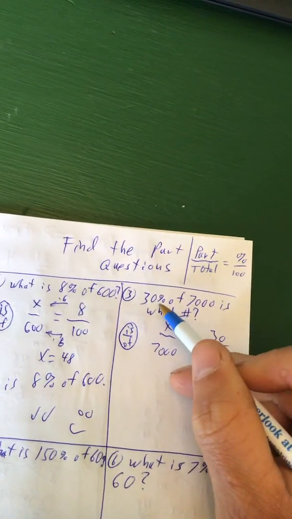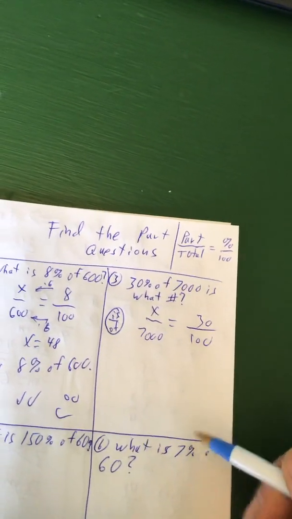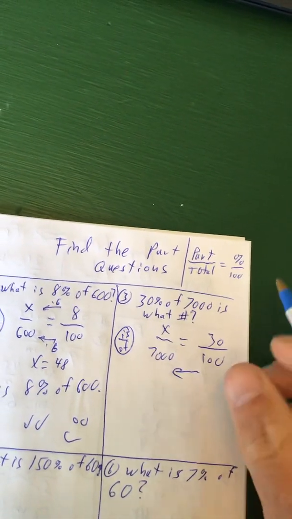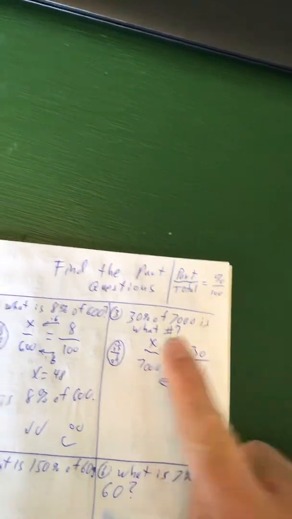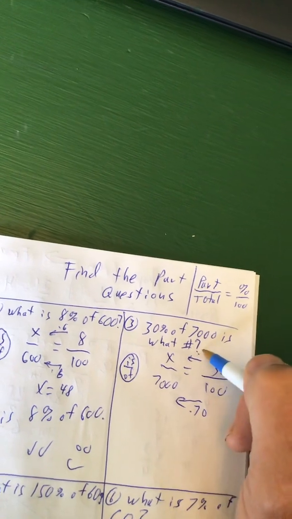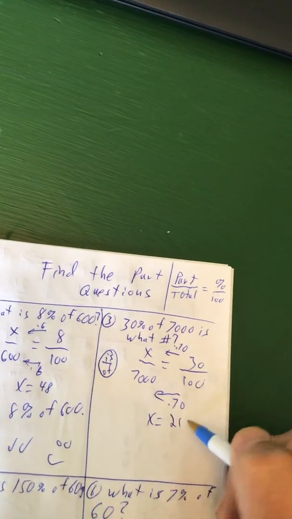This is a different order. 30% of 700 is what number? Still trying to find the is. How do you get from here to here? Well, that's times, if I cover 2 zeros, you can see that's times 70, isn't it? So this is times 70. X equals 21 with a couple zeros.